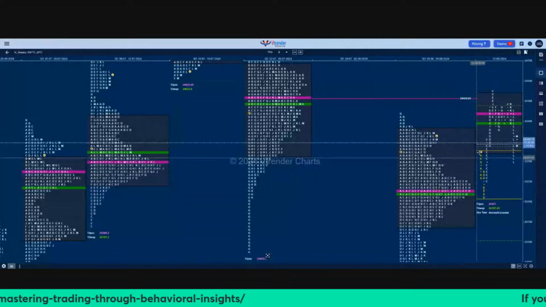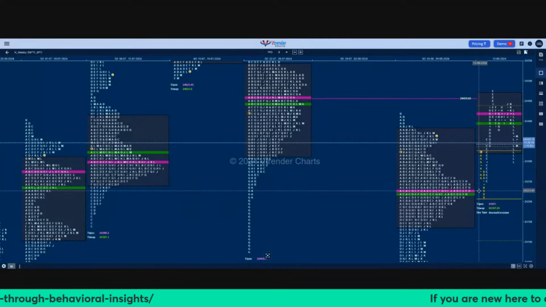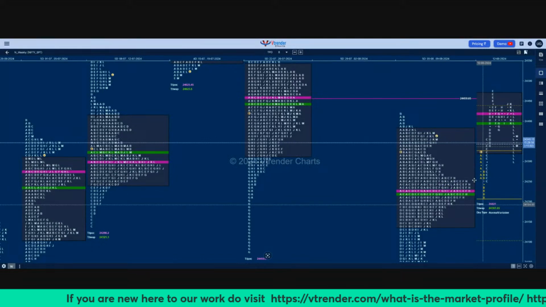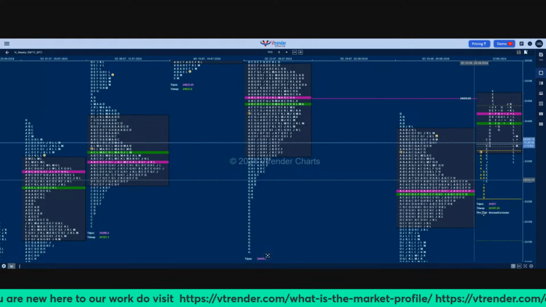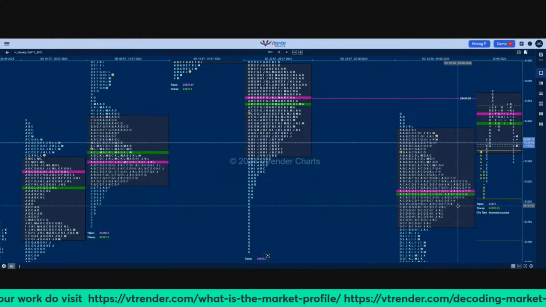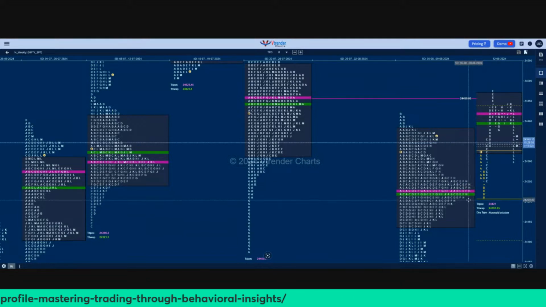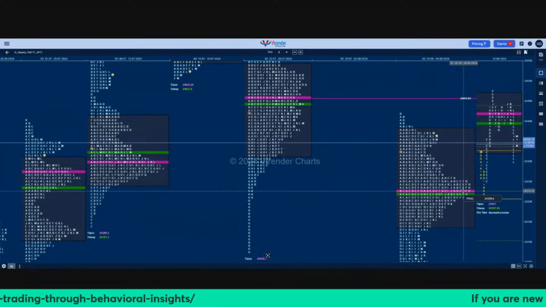So when we opened, the probe went down in the initial balance. We were looking for a test of this. And what happens is that the POC gives us a cue of what will happen next in the auction. So when we left these singles at the POC, it was clear that the downside is being tested.